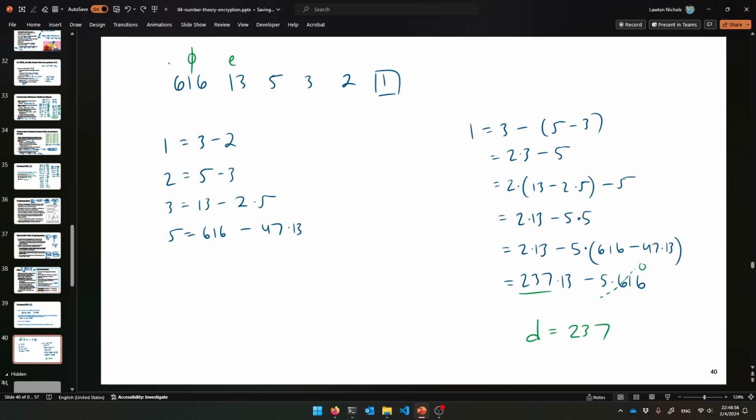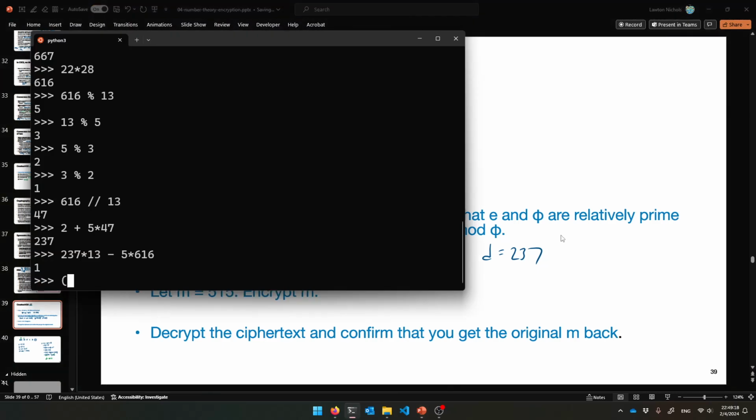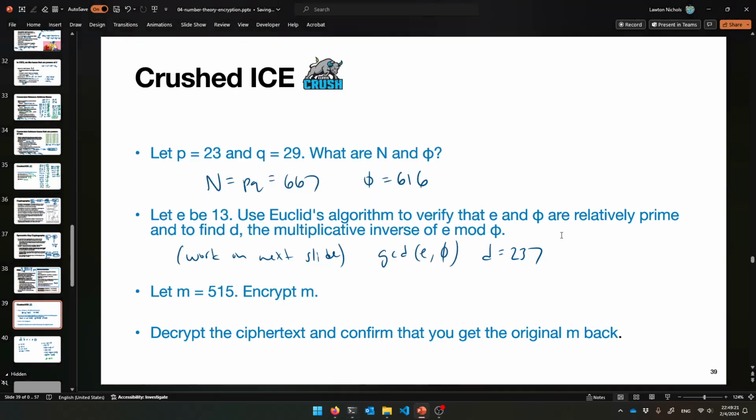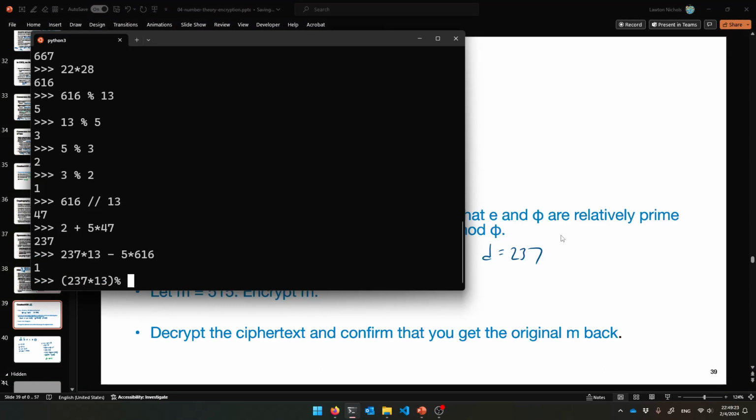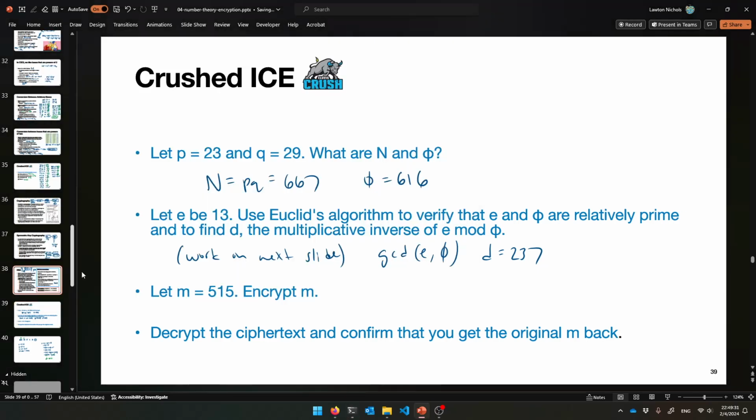You can always confirm that, right? Let's write it back here first. So what we did, first of all, we did the GCD of E and phi together, and we found that D was equal to 237. And you can confirm that that is the inverse of E mod phi, because you can do 237 times E, which was 13, mod phi, or 616. And that really does give you 1. Those are inverses of each other. That's perfect.